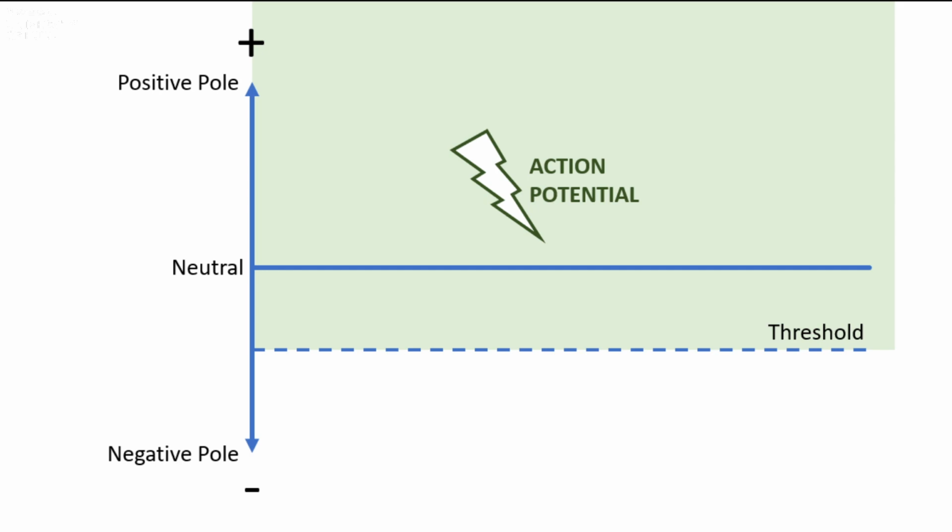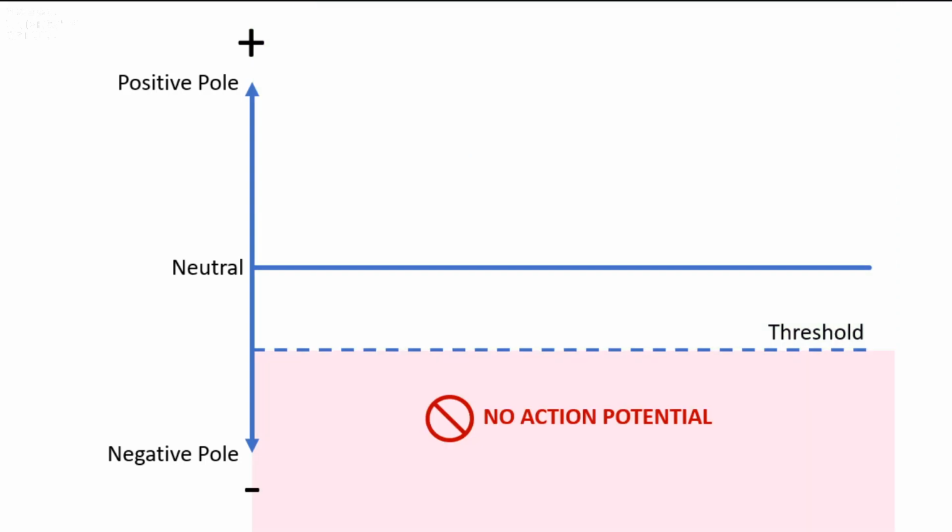So there we go. If you're above that threshold potential, you would have an action potential which might result in muscular contraction or the spread of positive ions from one cell to another. And if you're below that threshold, there's no action potential, and so nothing happens.